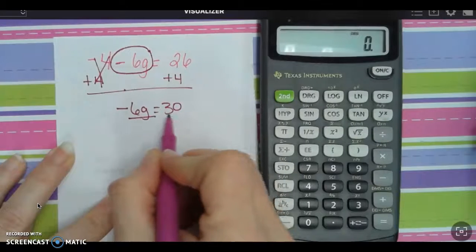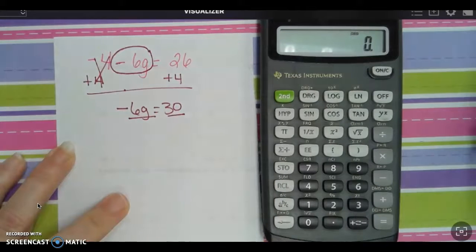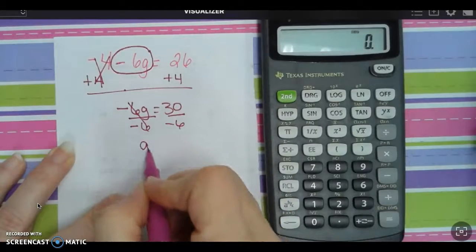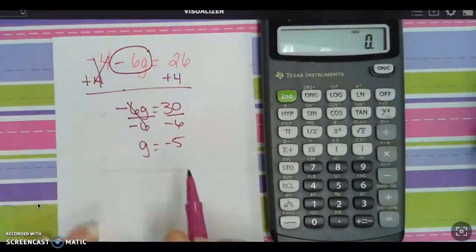Again, if it's a negative 6 times g, then we need to divide by negative 6. And g equals negative 5.